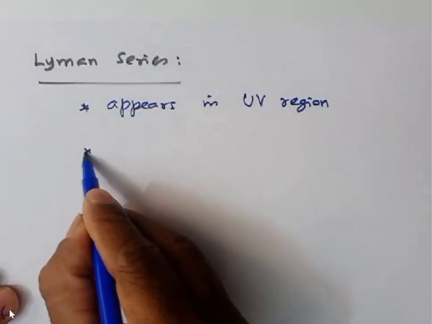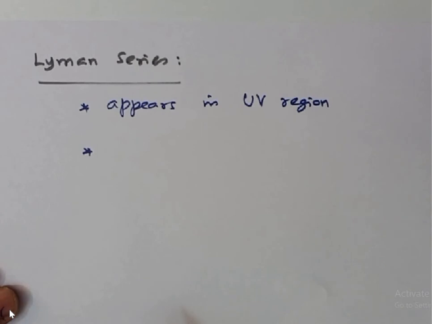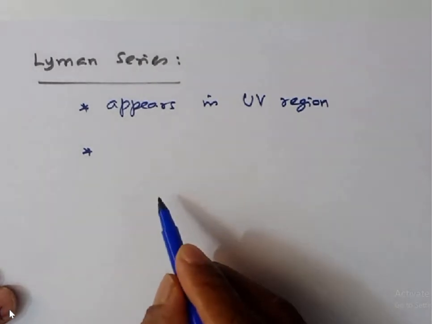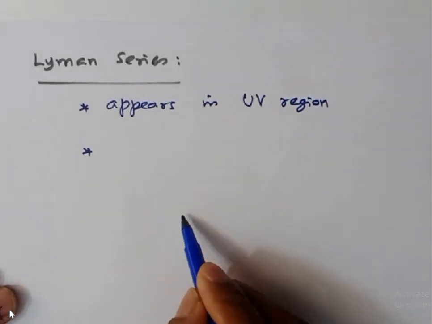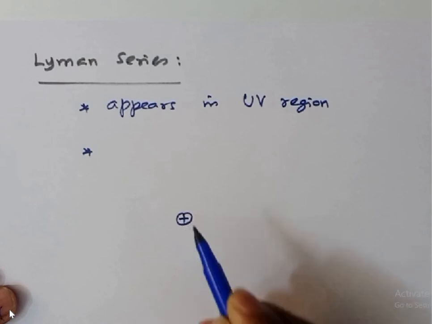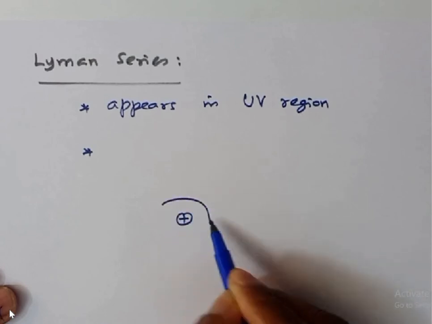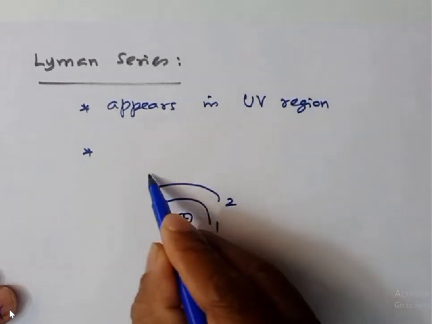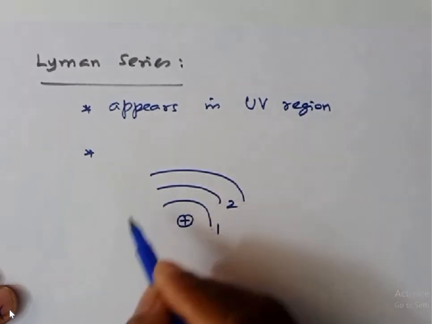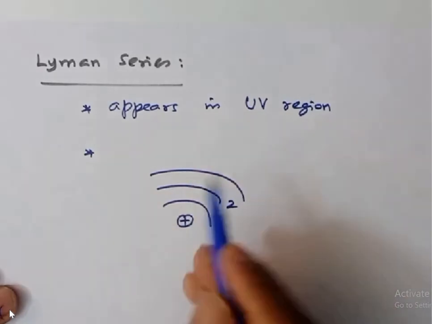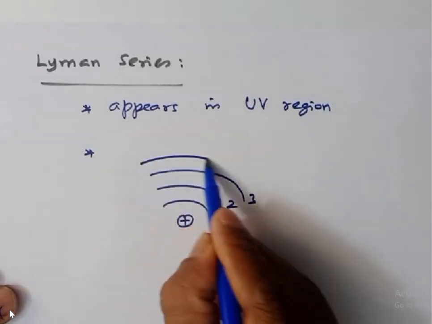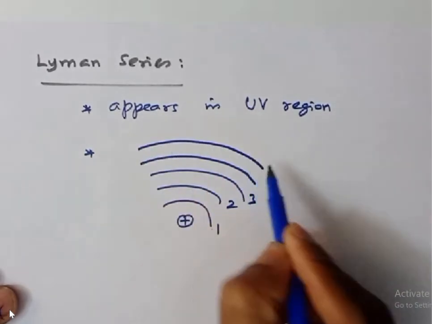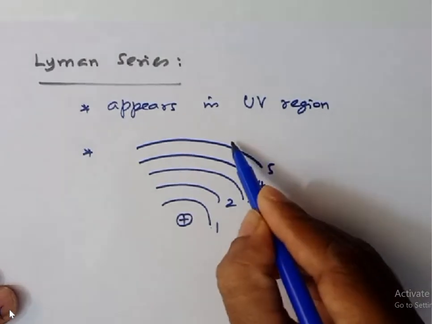And when the Lyman series appears, students, observe carefully. I have told you, in a hydrogen atom we have a nucleus and there are shells. This is the K shell, the first shell, the second shell, and we have the third shell. Actually, I should draw circular orbits, but just for understanding purposes, I'll show only curves. Fourth orbit, fifth orbit, like that we have many, many orbits.